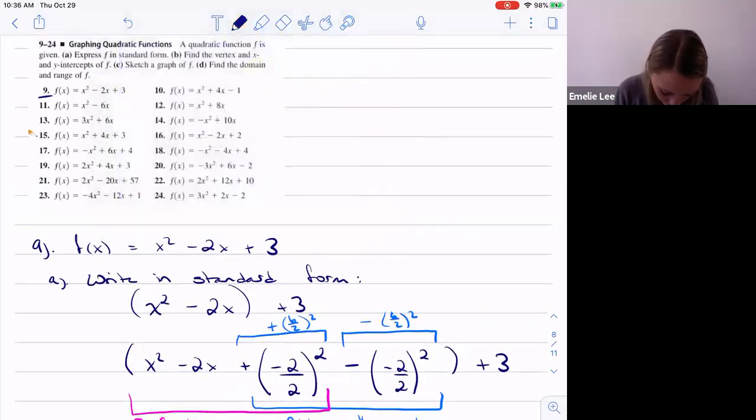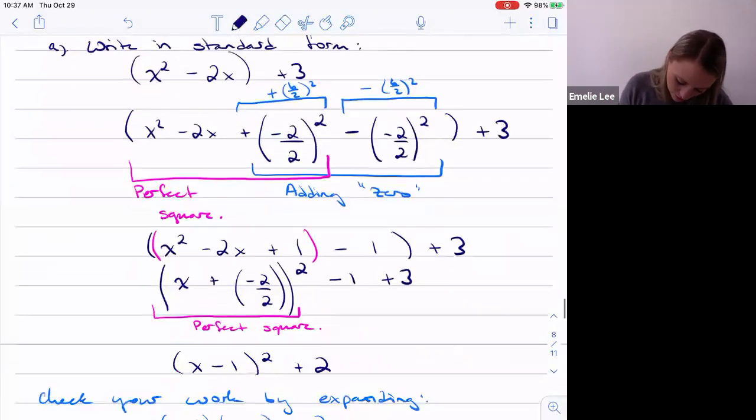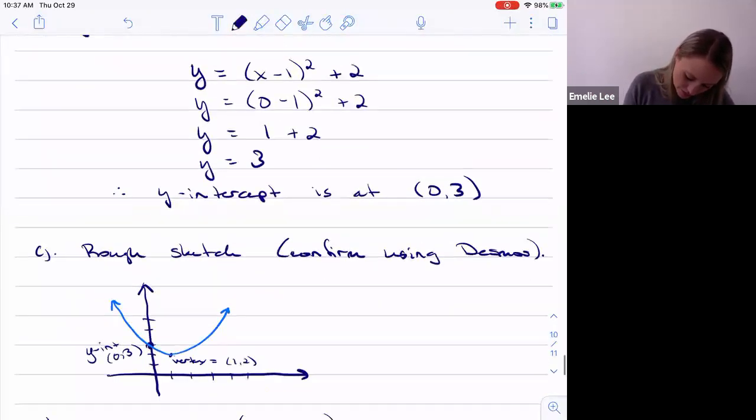Let's go do 14. What we see right away is that it's facing down, right? Because you've got a negative x squared. And so it's facing down, and that changes some things, right? So we'll start with 14. We'll do 14.